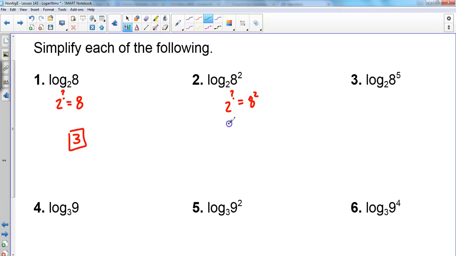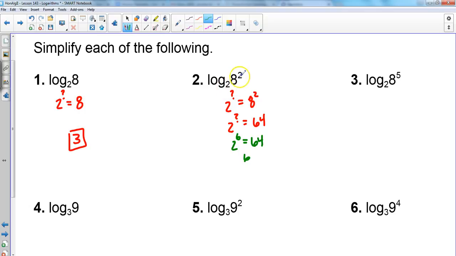And we can simplify that because we know 8 squared is 64. So I need to figure out what exponent on 2 gets me 64. So we know 2 times 2 is 4, times 2 is 8, times 2 is 16, times 2 is 32, times 2 is 64. And that was 6 2's. So our answer here, the logarithm or the exponent, is 2 to the 6th equals 64. So 6 is my answer here.